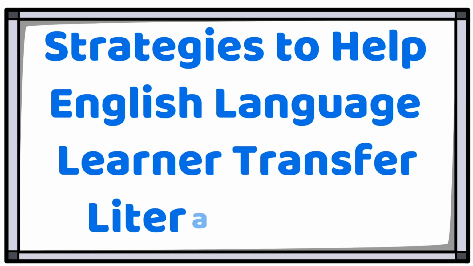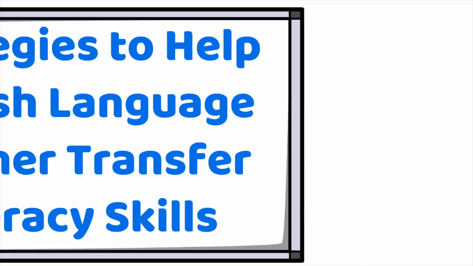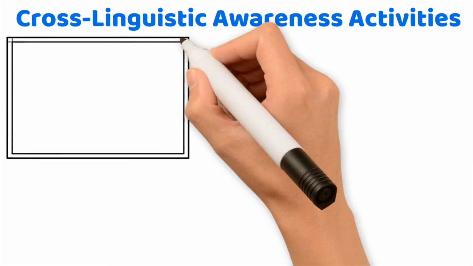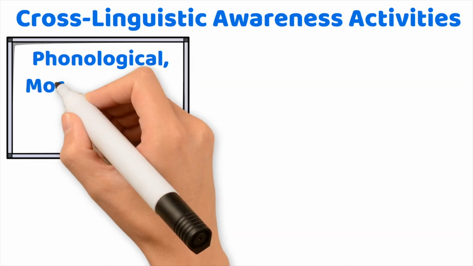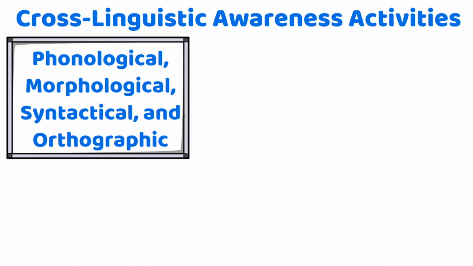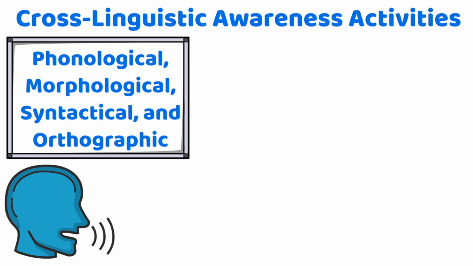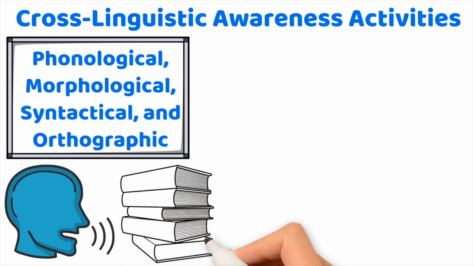Now we're moving to strategies to help English language learners transfer literacy skills. And this is an important objective on your exam, so keep in mind that cross-linguistic awareness activities highlight similarities and differences in phonological, morphological, syntactical, and orthographic features between the primary language and English, and use cognates to build vocabulary and reading comprehension.